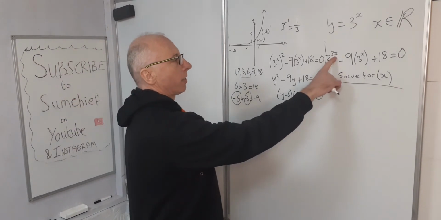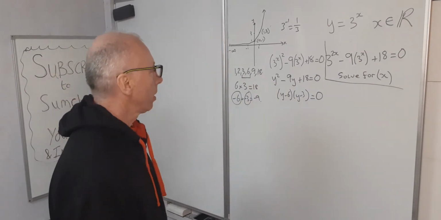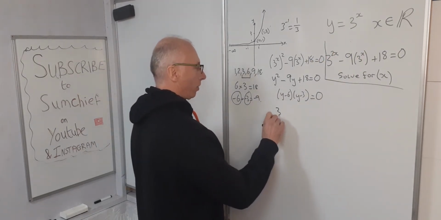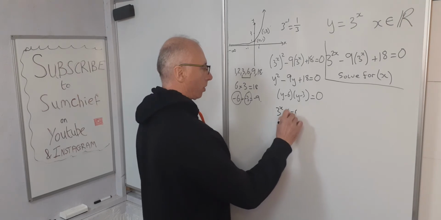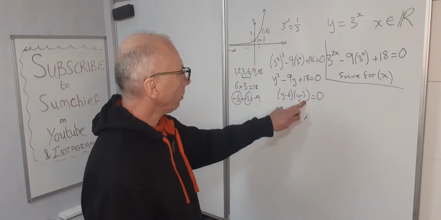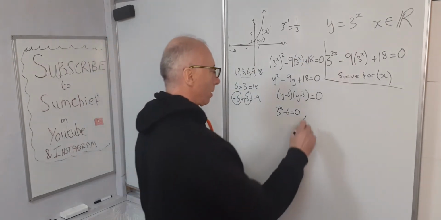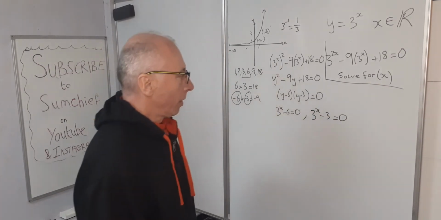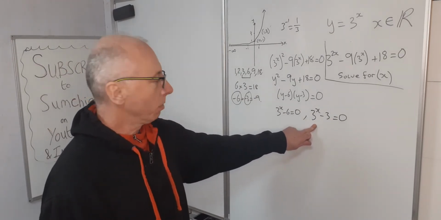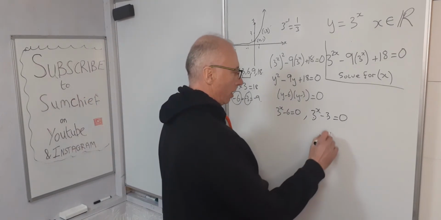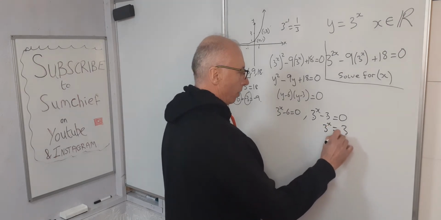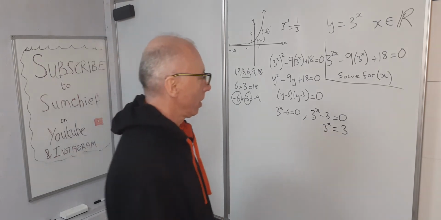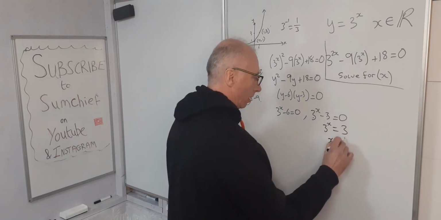We want to solve for this, solve for the x. So let's just plug that back in, y equals 3 to the x. So therefore we've got 3 to the x minus 6 equals 0, or y minus 3, so that's 3 to the x minus 3 equals 0. So let's take care of this one first. This one looks the easiest. We've got the 3 here. So 3 to the x equals 3. Well, if x is going to be 1, that's 3 to the power 1. So therefore x equals 1.